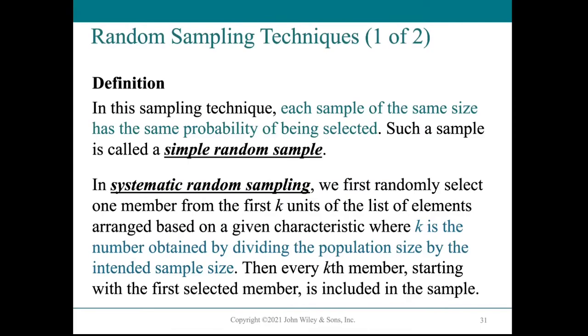Now, some sampling techniques to avoid biases. We have the random sampling technique. In random sampling, or simple random sampling, each sample of the same size has the same probability of being selected. That's a simple random sample. Then you have systematic random sampling. For example, let's say in a classroom, I'm going to get 5 representative students from a class of 40 people. If I do a simple random sample, I just do a simple lottery to get the members of my sample.